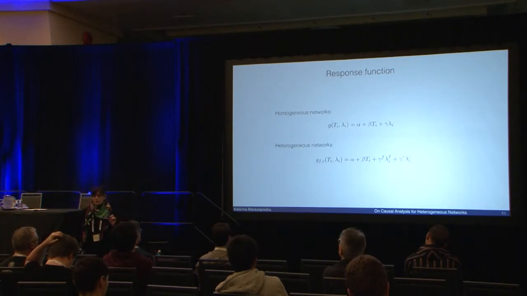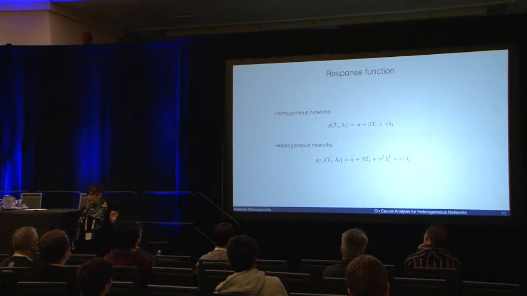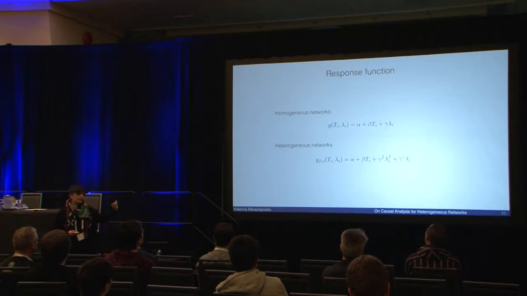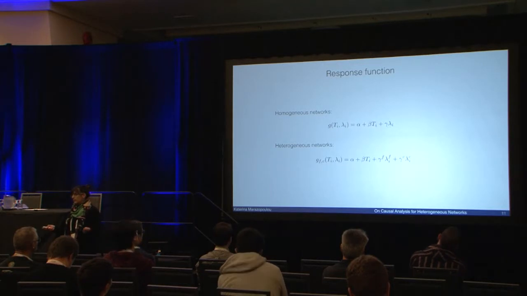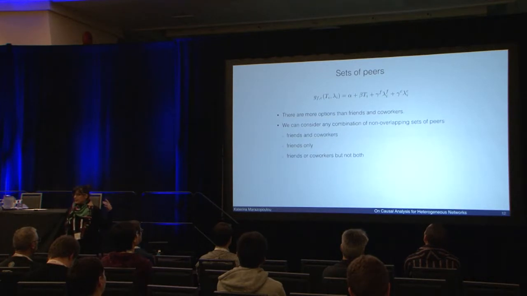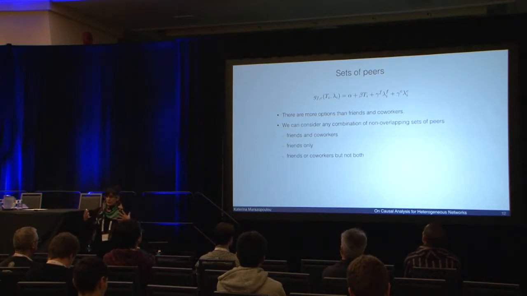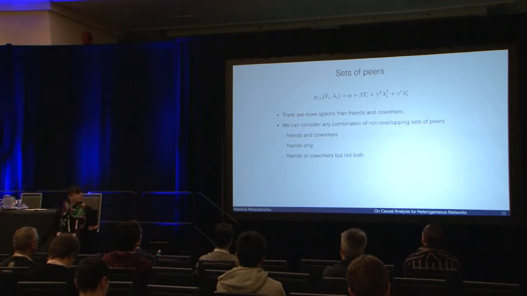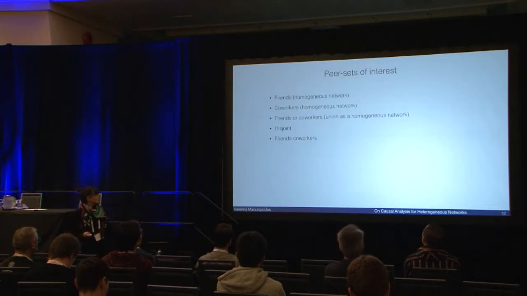In the case of the homogeneous network, the response function that I showed you earlier is the linear function of the treatment and the proportion of the treated peers. In the case of a heterogeneous network, a possible response function is the one that I'm showing on the bottom. So maybe it's a function of your own treatment, the proportion of your treated friends, and the proportion of your treated coworkers. But at this point, you might realize that there are more options than just this, right? So actually, you have all these combinations of sets: friends only, coworkers only, both friends and coworkers, and so on. So what happens in these cases?